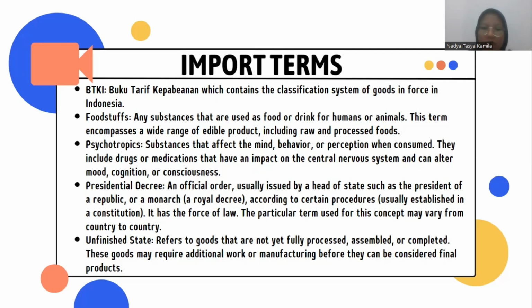Unfinished stuff refers to goods that are not yet fully processed, assembled or completed. These goods may require additional work or manufacturing before they can be considered final products.